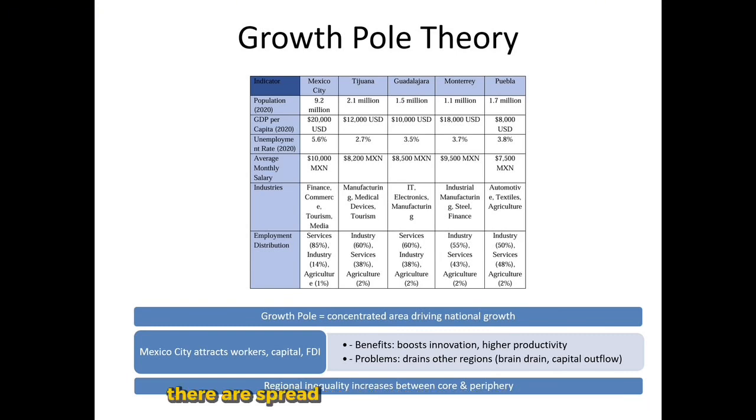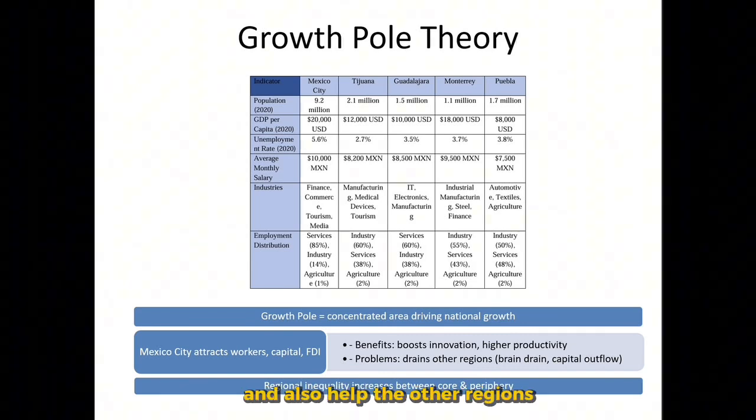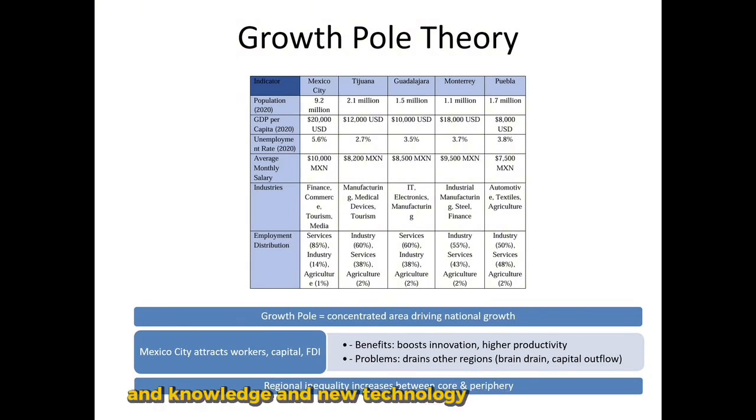But there is also a spread effect and a backwash effect. The spread effect means some benefits from Mexico City's growth also help other regions, such as many people moving to the city for jobs with a high employment rate. Infrastructure like the metro and highways helps connect nearby cities, and knowledge and new technology from the universities spread to other parts of the country.